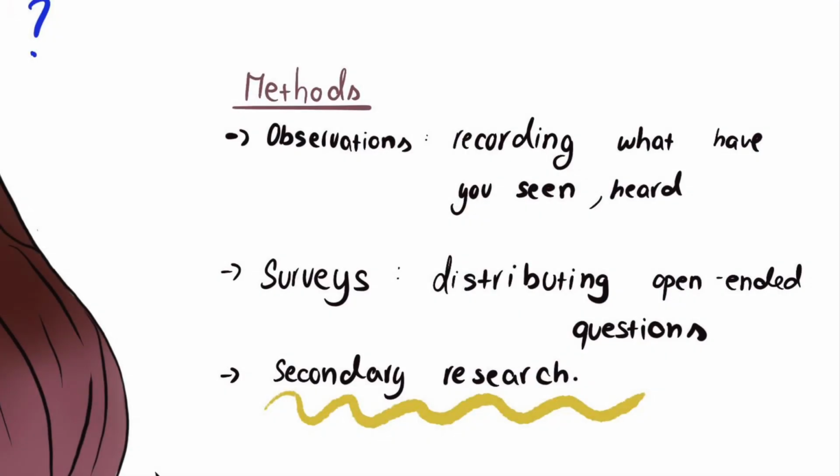But what are the methods of qualitative research? Observation is the recording of what you have seen, heard, or encountered in detailed field notes. Surveys are the distribution of questionnaires with open-ended questions. And also it's in secondary research. So let's talk about secondary research.